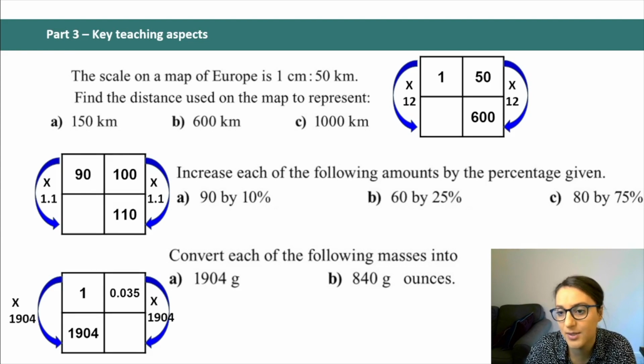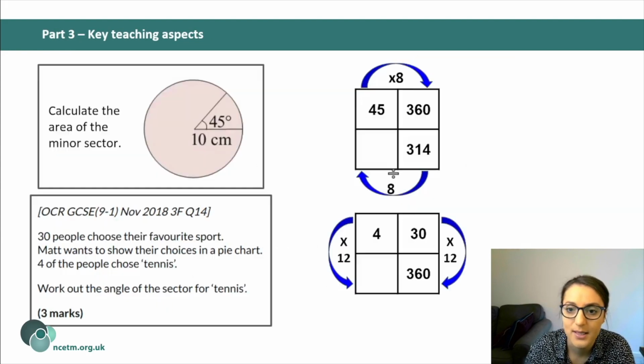So these are still some Key Stage 3 kind of topics, but then we actually extended their understanding, and these are some Key Stage 4 examples and how ratio tables can still be used.